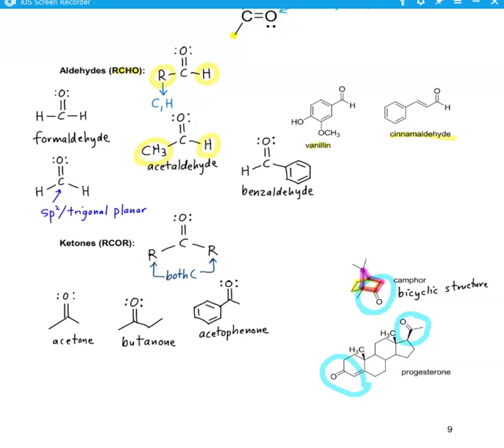And remember, you identify the carbonyl group within your structure and then look at what's directly attached to the carbonyl carbon. In the case of progesterone, I'll just do one of the ketones. Each of these, upper right portion of the structure, each of those attachments is to a carbon atom. That makes that a ketone functional group.